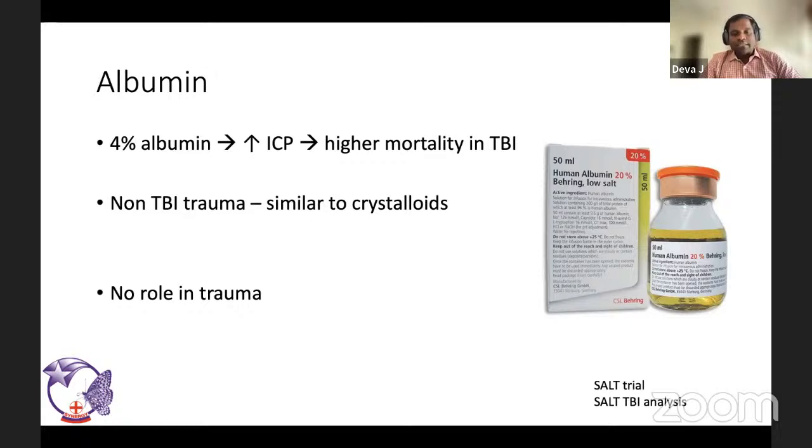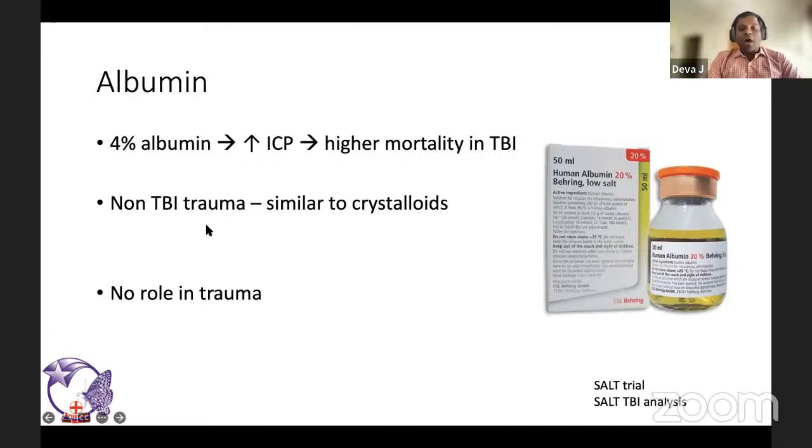It's human, it's not synthetic, and it's readily available as well, at least in our country. 4% albumin, if given in trauma, can increase intracranial pressure. At least one study, the SALT TBI analysis, which is a sub-study of the SALT trial, showed that the raised ICP was the main reason for the higher mortality in patients with traumatic brain injury, head injury. So albumin is contraindicated. I will not say don't use, not beneficial, etc. It's contraindicated in patients with traumatic brain injury.